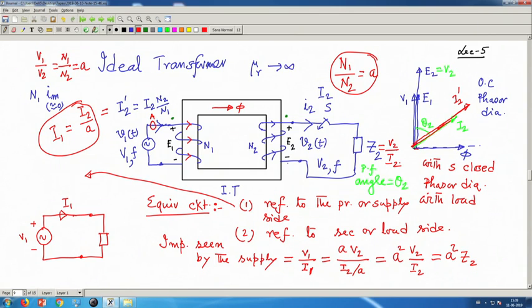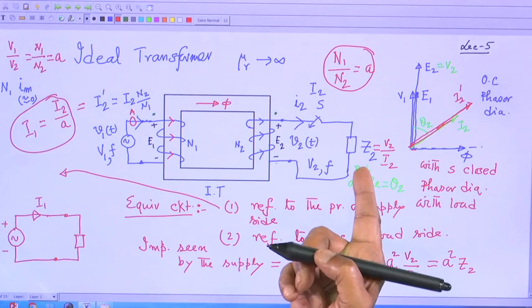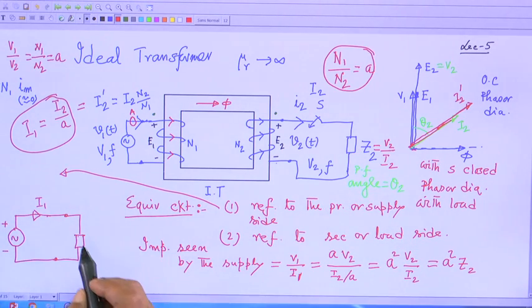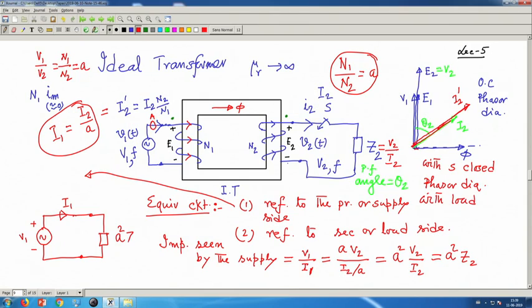So, this is very interesting. Therefore, in this transformer, if you connect a load across the secondary of magnitude Z2, that load will appear to be a different impedance across the source V1. What is the value of that impedance? a square into Z2.